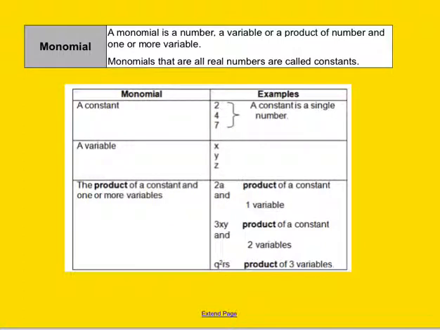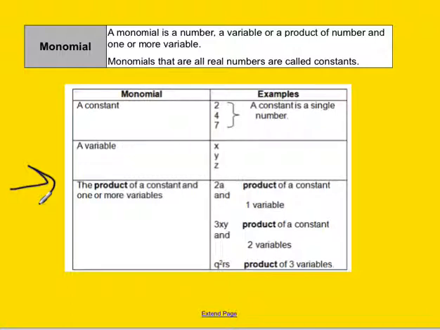Okay, let's take a look at this monomial. You don't have to write this chart down. It's just there for your reference purposes. So a monomial is a number, a variable, or a product of a number and one or more variables. So a monomial is basically one term. Okay, so monomials that are all real numbers, if they're all reals, they're called constants. That's what we talked about yesterday. So we can have a thing that's just a number, or we can have a product of a number and variables, like a term that we were using yesterday.